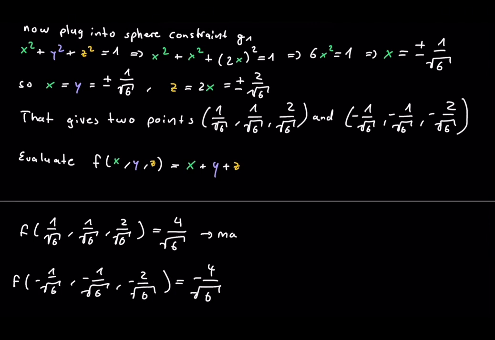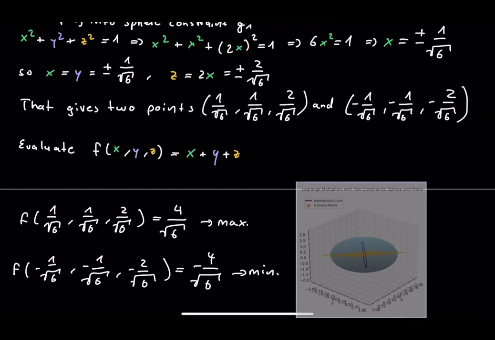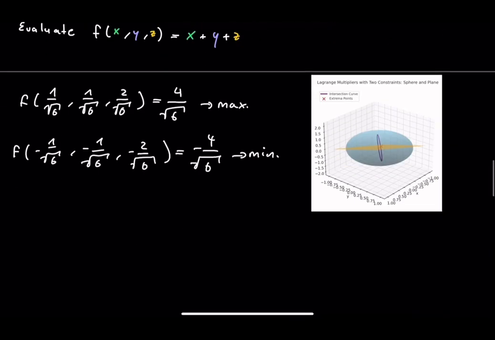That's the minimum. Geometrically, the first constraint is a sphere. The second constraint is a plane, and their intersection forms a circle. Our extrema are the points where the plane f equals constant just touches that circle, tangency again. At those points, the gradients of all 3 surfaces lie in the same plane, showing the perfect balance of the Lagrange condition in 3 dimensions.